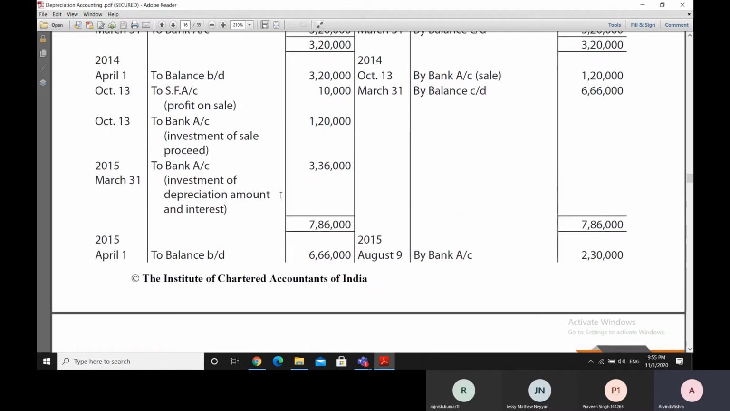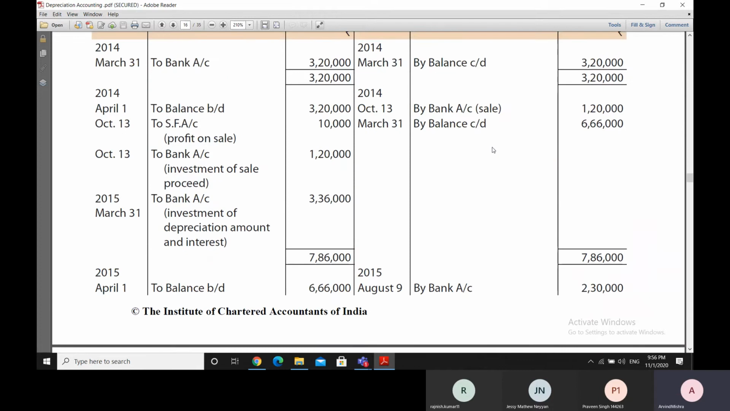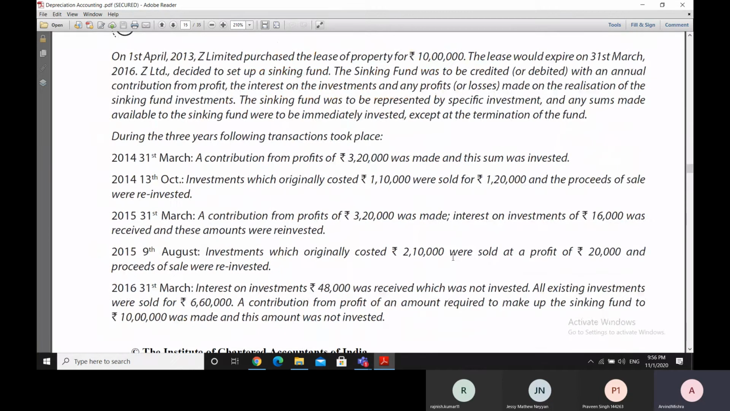So having done that, we are left with a figure of 6,60,000, and that we are carrying down, and then bringing forward on April 1, 2015. Now on August 9 of 2015, as we have seen, we are selling investment worth 2,10,000 rupees for 2,30,000 rupees.